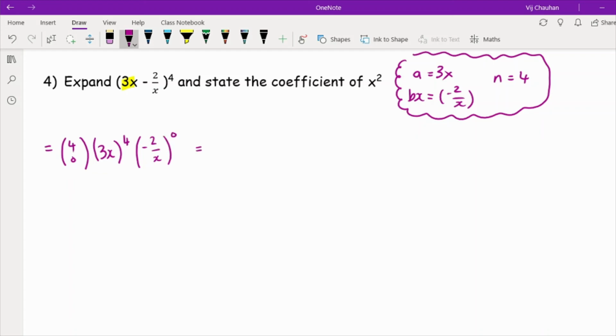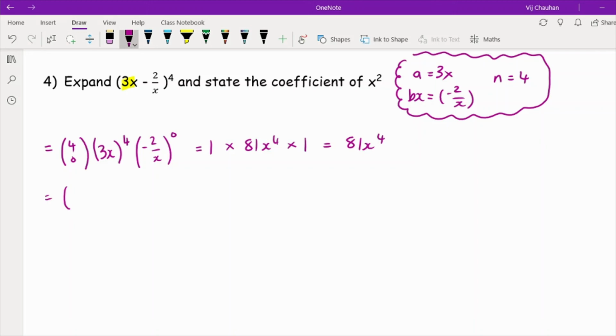Now working all of that out, I get 1 times 81x to the power of 4, and anything to the power of 0 is 1, which leaves me with 81x to the power of 4. So that's my first term in the expansion.